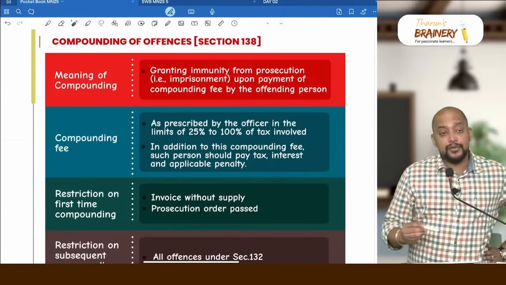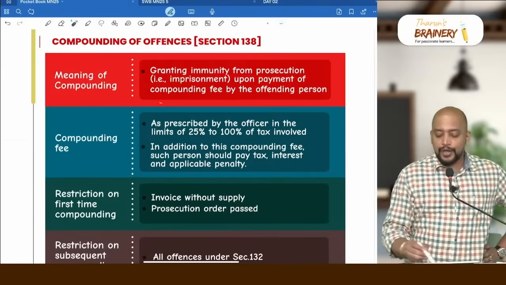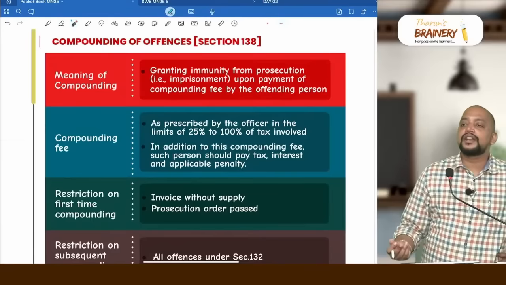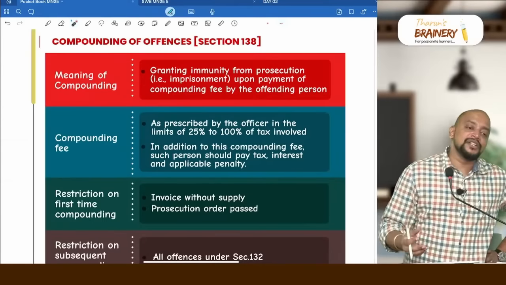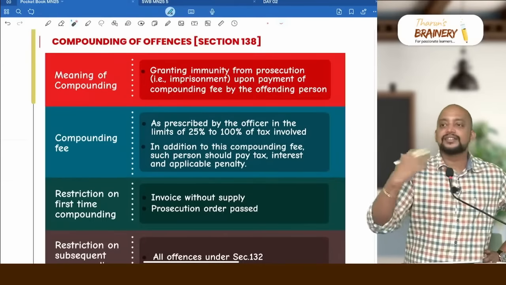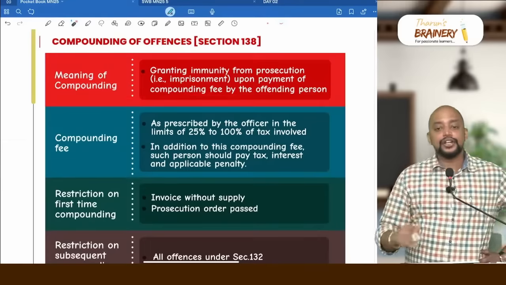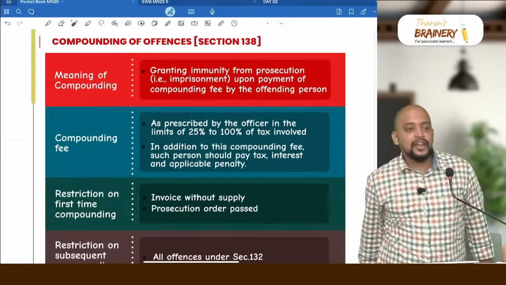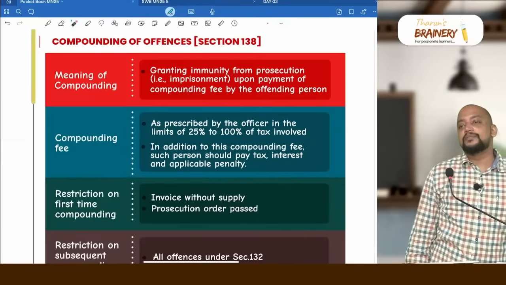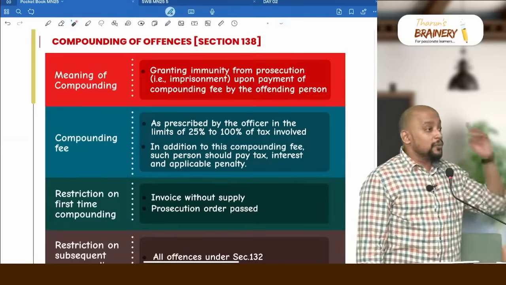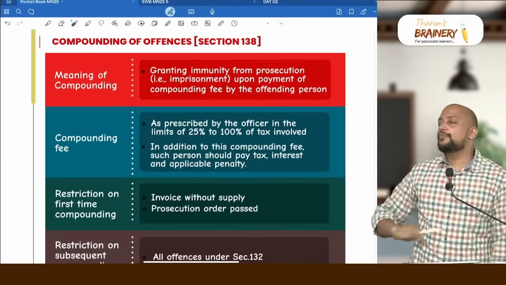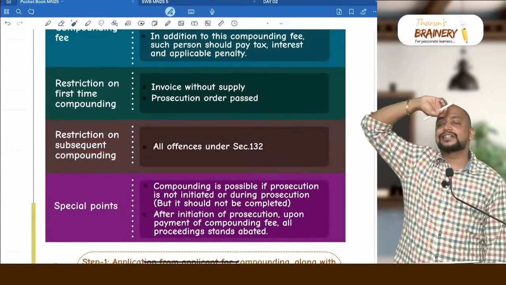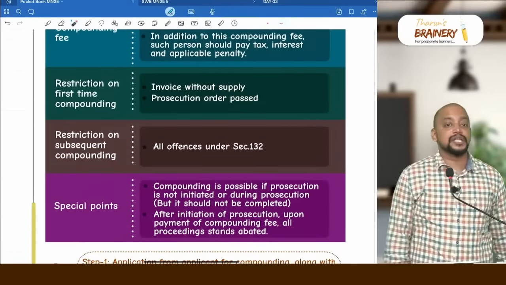Granting immunity from prosecution, meaning imprisonment, upon payment of a compounding fee by the offending person. Anyhow, if the imprisonment order is passed, they will try to bribe the officers. So why bribe? Directly pay the compounding fee, so that you will get immunity. But compounding can be done only once in the lifetime of a person. Not that every year you make a mistake and say I will pay money, sir, give me immunity. No, only once. So is there a possibility of subsequent compounding? Never. So for all offences under section 132, there is a restriction on subsequent compounding.